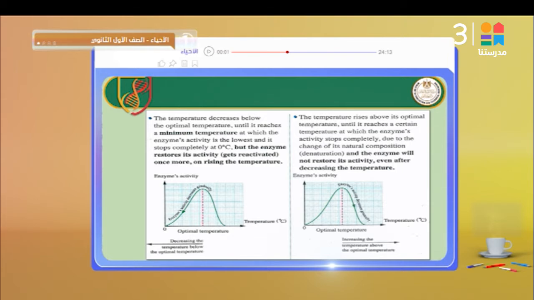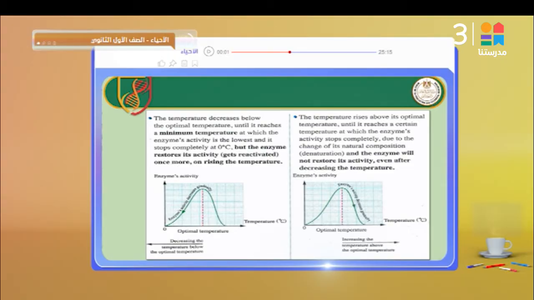Why does it stop completely? Due to the changing of its natural composition. ما بقاش enzymes. أنا بتعامل مع الانزيم ده إنه حاجة enzymes. Pepsin, for example, digests the proteins. When temperature increases more than the certain limit, more than the optimal, it decomposes, lyses and loses its appropriateness. So it's no longer the enzyme we previously knew. مش ده اللي نعرفه. تغير نتيجه لمين؟ Increasing the temperature more than the certain limit. And the enzyme will not restore its activity even after decreasing the temperature.